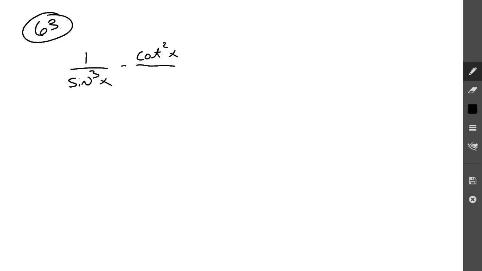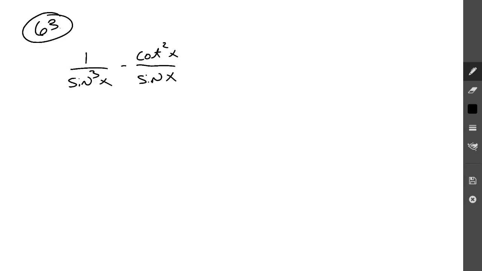So 62 is a question unless 63. 63 instead. So 63 out of section 3.1. So 63, they start you out with 1 over sine cubed minus cotangent squared over sine of x. So we're just trying to simplify here. So we don't have an equal sign. We don't have anything to try to match it to.